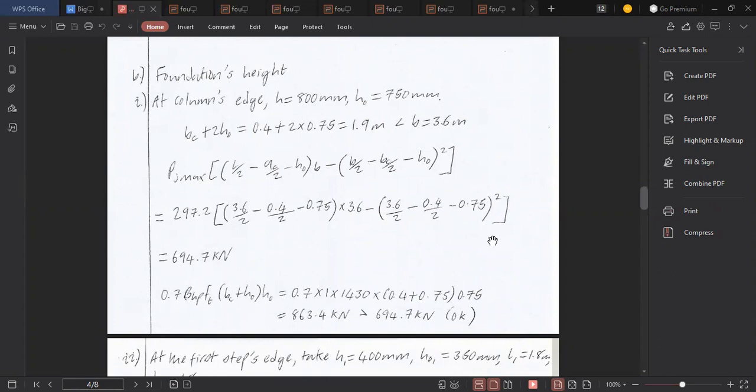We already assumed the foundation's height in that calculation, where we said 0.8 or 800. So here we're just checking if that assumption is all right. At the columns, H is equal to the height. Effective height was saying minus 50, I guess. 50, right?